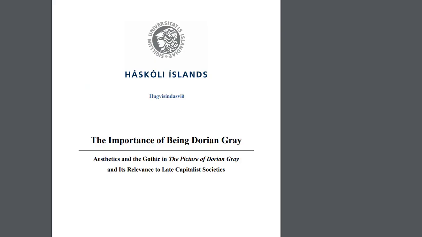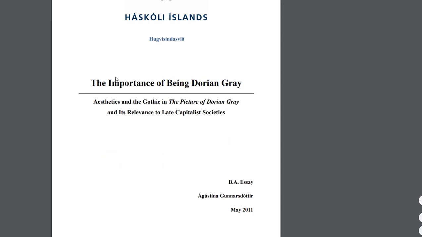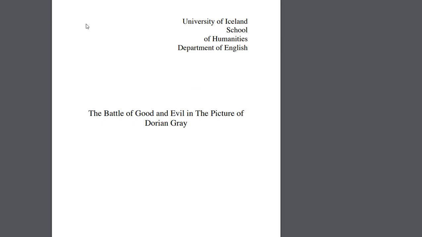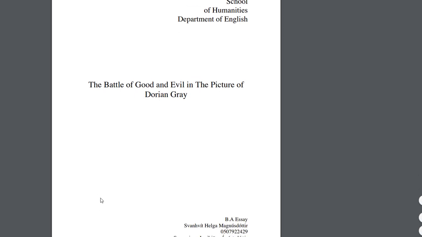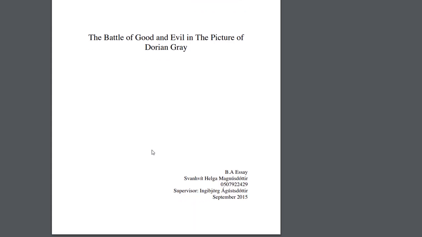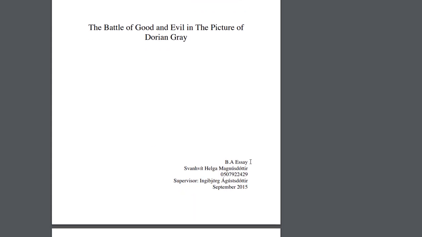Another one I saw was this one from Augustina Gunnersdottir, again from a university website, and again you can see that it is a BA essay, a bachelor's degree or undergraduate essay. This is another one of the same type, The Battle of Good and Evil in the Picture of Dorian Gray, University of Iceland, School of Humanities, BA essay. Again, submitted at undergraduate level.